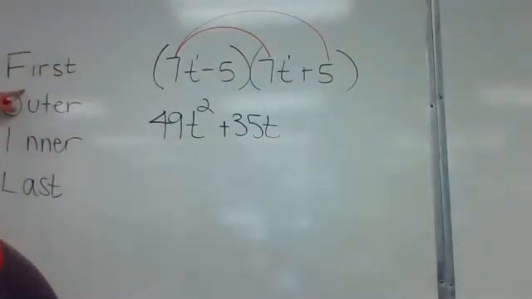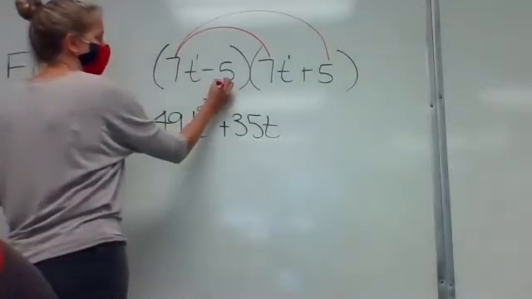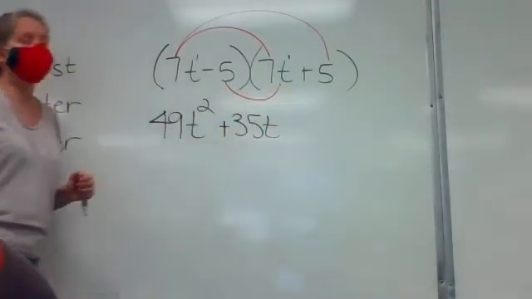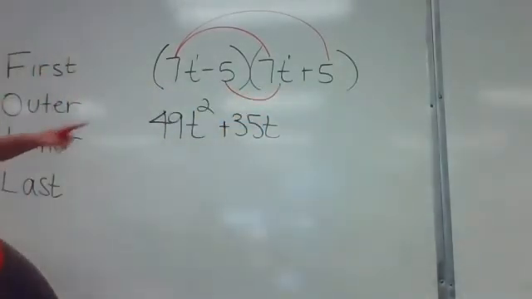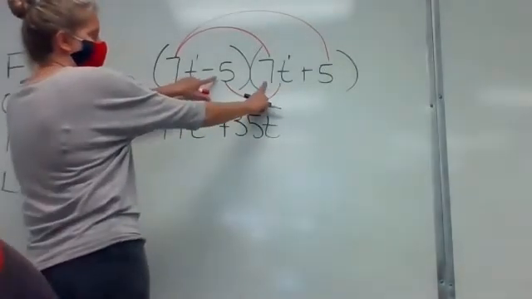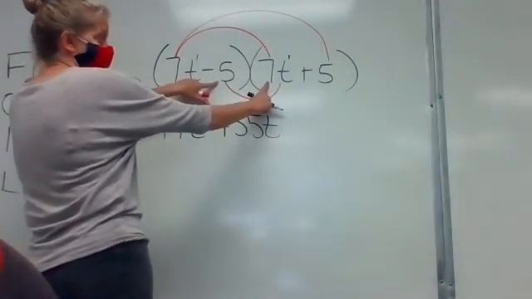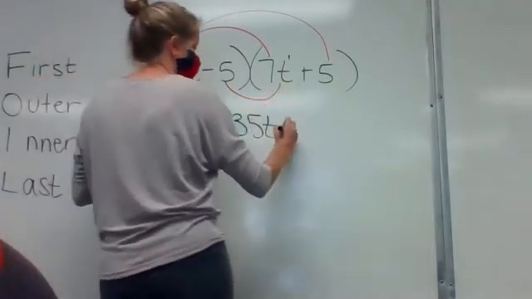What's after outer? Inner, which is going to be what? Negative 5 times positive 7t, which is going to give me negative 35t.